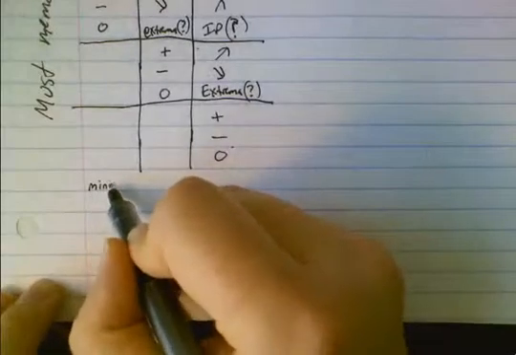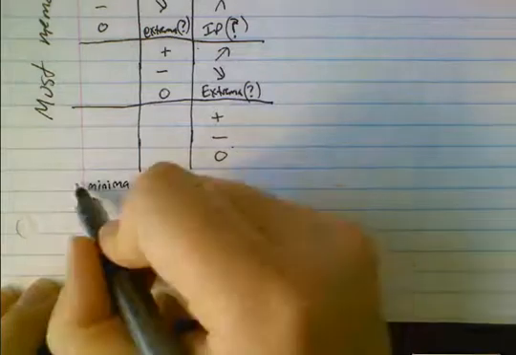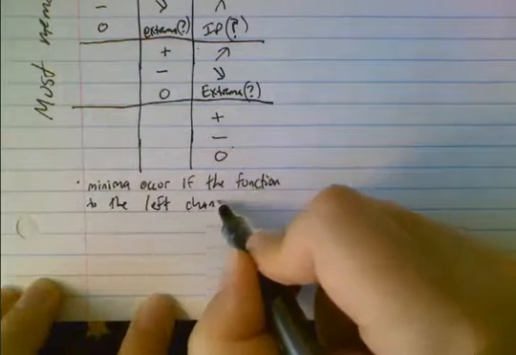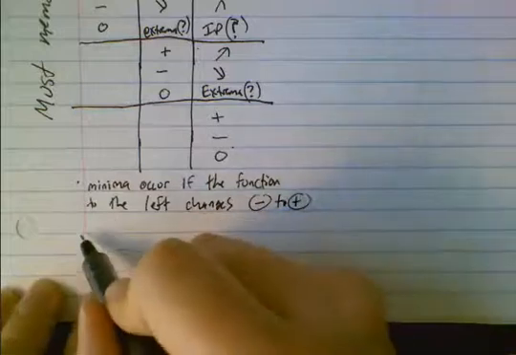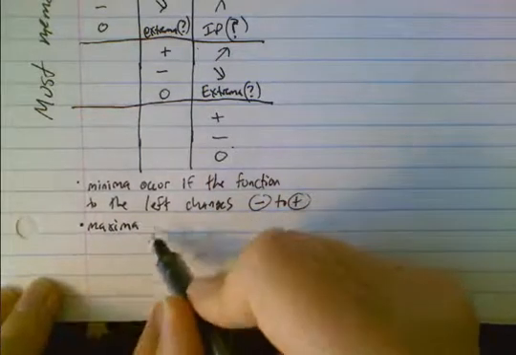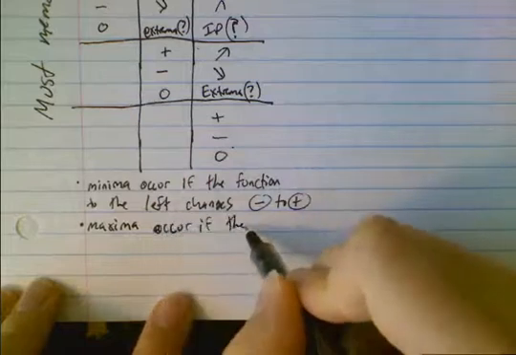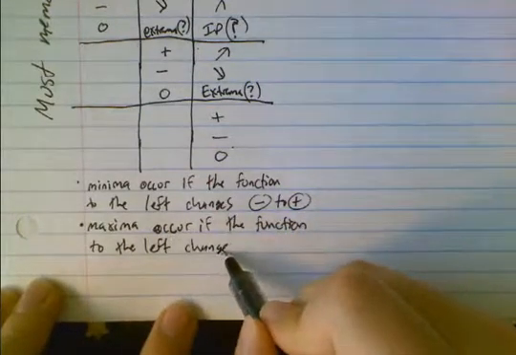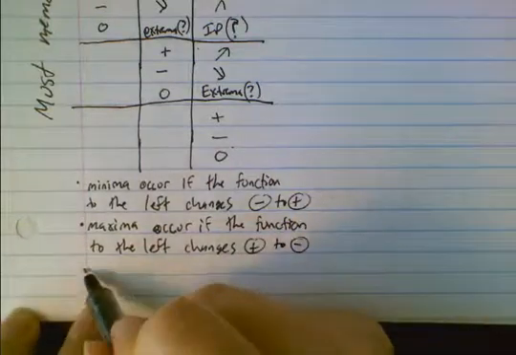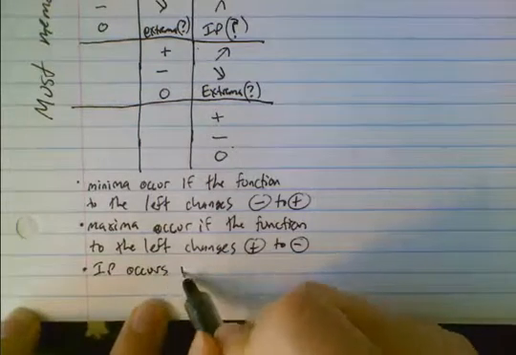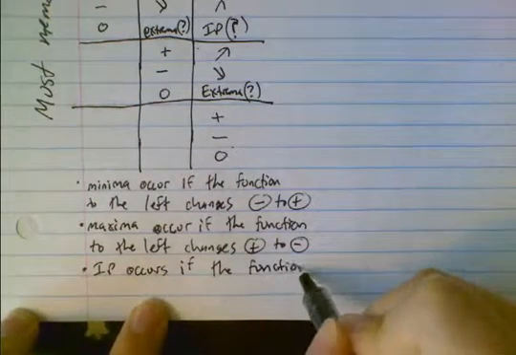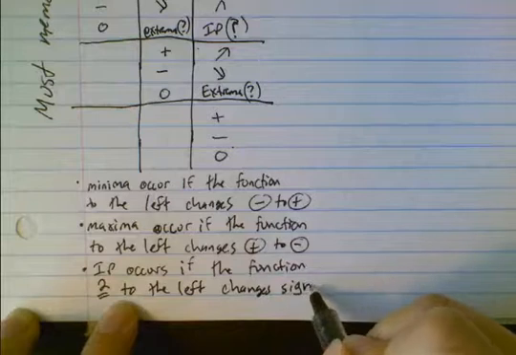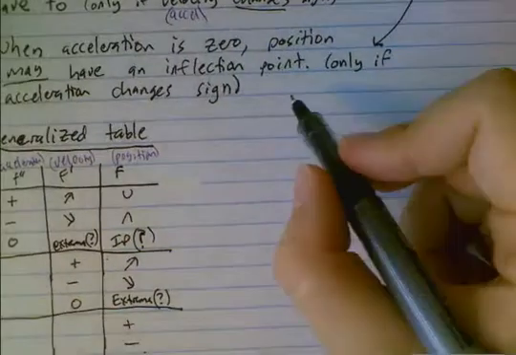But minima occur if the function to the left changes negative to positive. Maxima occur if the function to the left changes positive to negative. IP occurs if the function 2 to the left changes sign. Over here, I'm going to give you the expanded table.